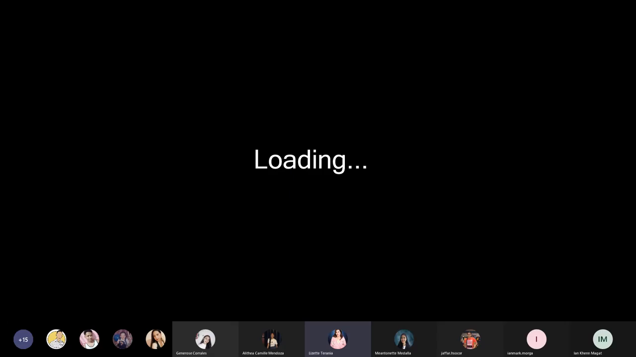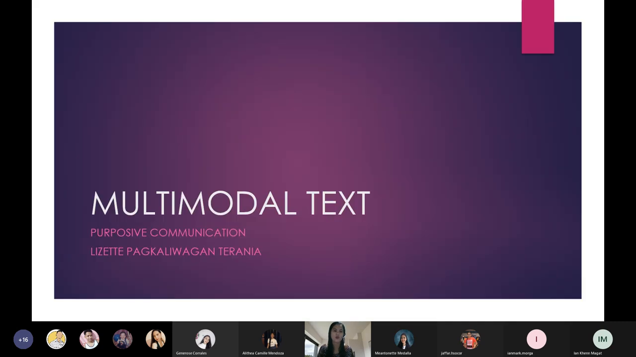So multimodal text, when you say multi, it means many, right? And then what is mode? Okay, multimodal text. So what is that?